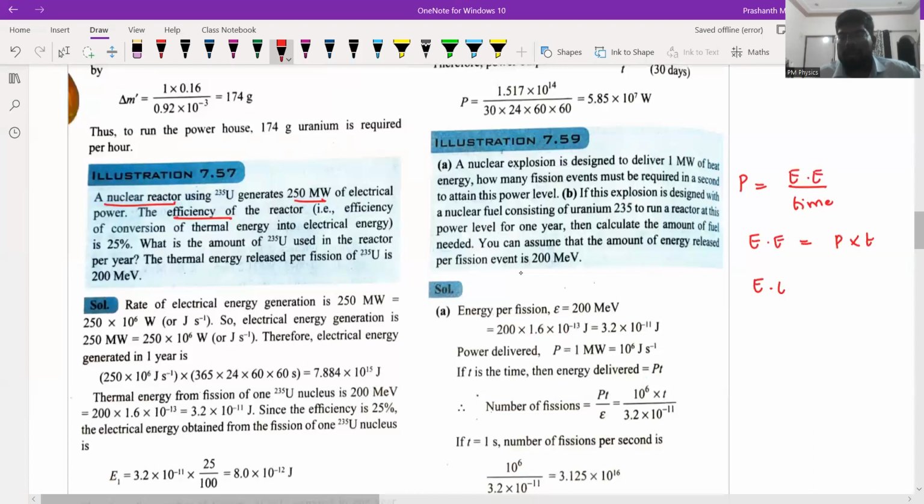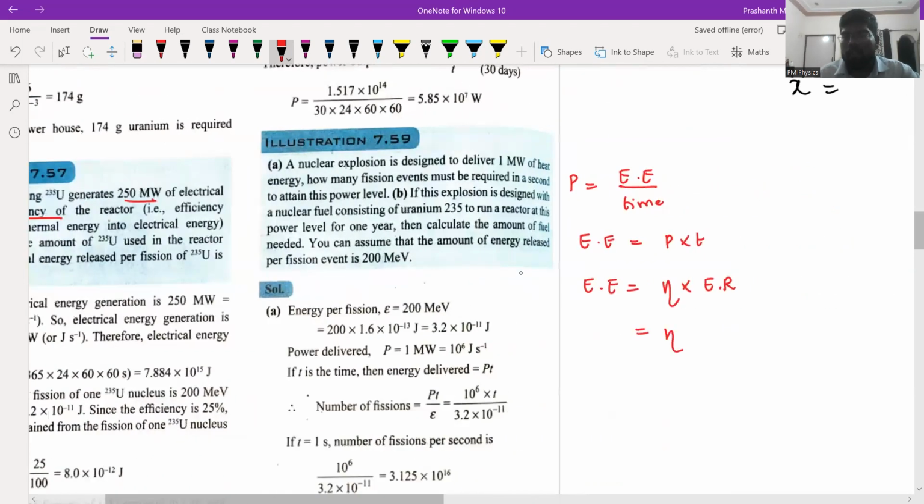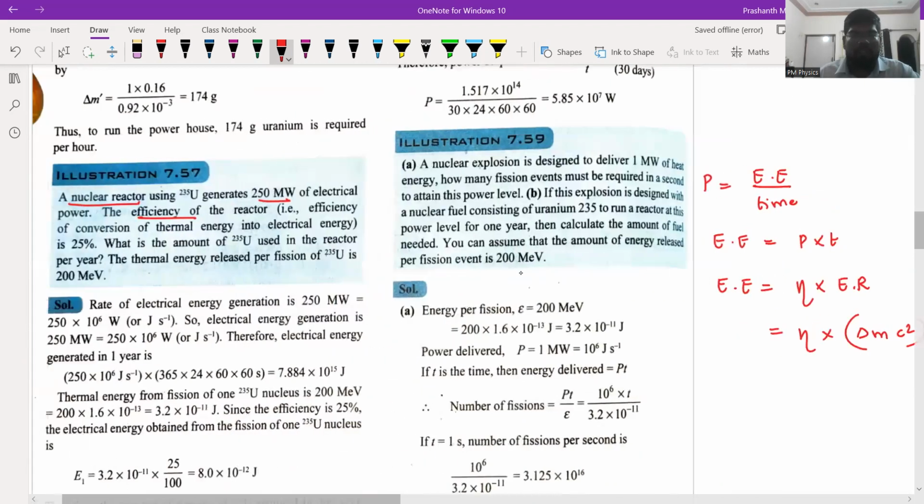From where this electrical energy is coming, it is efficiency. This is output by input. Input is energy released. So electrical energy is equal to efficiency into energy released. And why the energy is released, you can substitute there. So energy release is due to delta M into C square. So in this way, we can proceed.